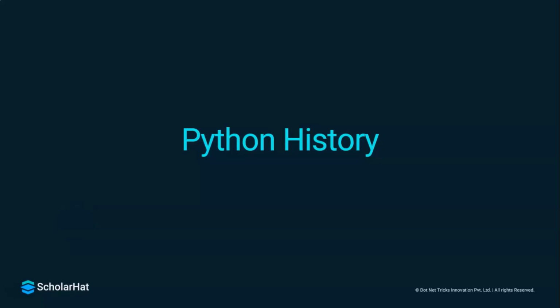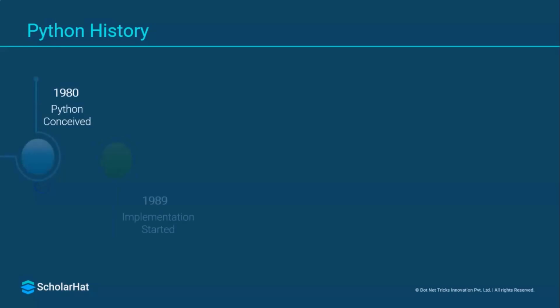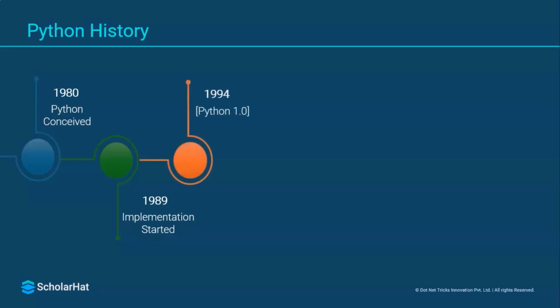Hi there. In this session, we will discuss Python history. Python has an interesting history of development spanning several decades. In the late 1980s, the creation of Python was started by Guido van Rossum, a Dutch programmer. Then in 1989, the implementation started.